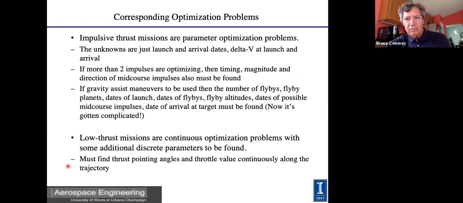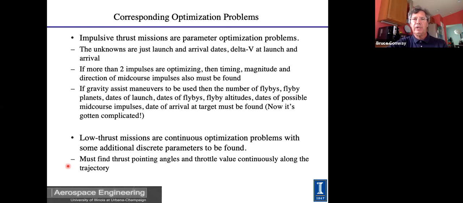So impulsive thrust missions are relatively simple to solve because they're just parameter optimization problems. So you need to know the launch and arrival dates, the delta V at launch, and the delta V at arrival. If you're going to use more than 2 impulses, then you have to find out where and when to do the mid-course impulse. That adds a little bit of complication.